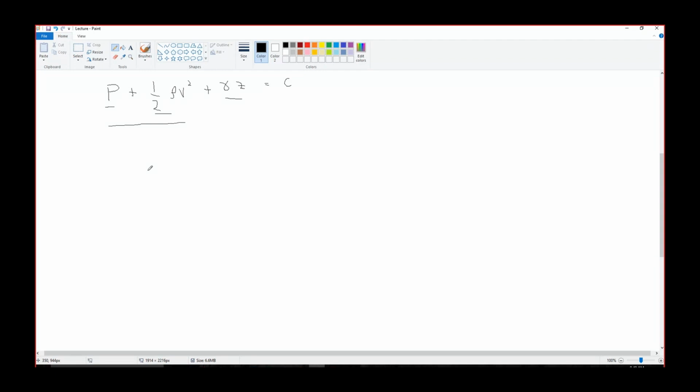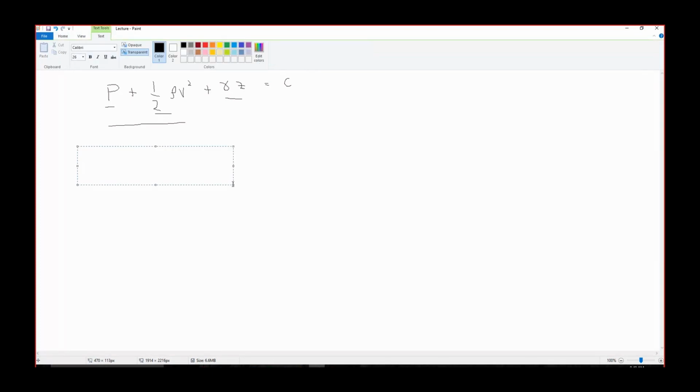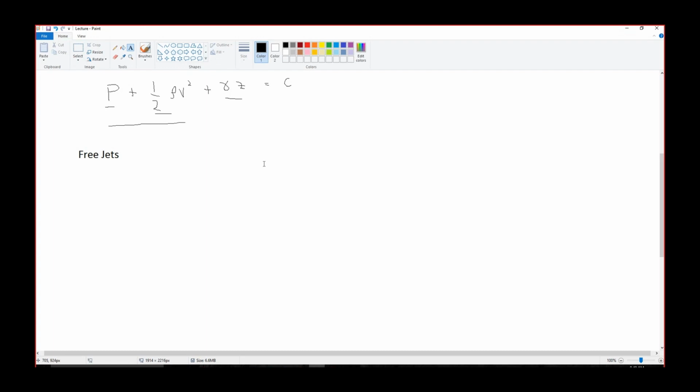Today we are going to further discuss in detail some other applications of the Bernoulli equation. The first of that is free jet. Any idea about this term free jets? No, sir. Free jet is a flow under the action of the gravity, in which you are not giving some external force.